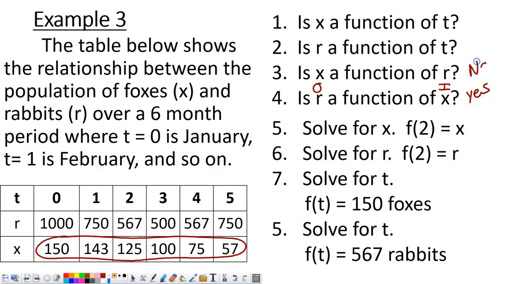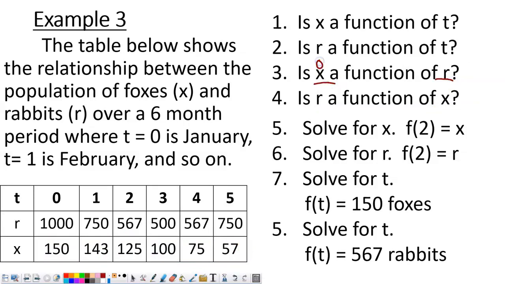Now, some of you guys might be wondering, so what's the point of all this? Why does this matter? Well, here's the thing. A function in mathematics and in science should be a formula where if you know the input, you should be able to predict what the output's going to be. So, for instance, in this case, is r a function of x? What that means is if I tell you the number of foxes, you should be able to tell me how many rabbits there are, and that's true. If I tell you there are 125 foxes, you should be able to tell me, oh, well, that means there's 567 rabbits. But let's say we reversed it, like we had earlier, this one.